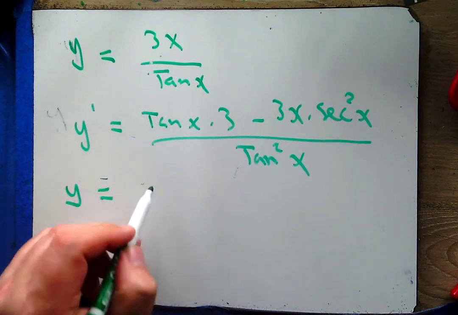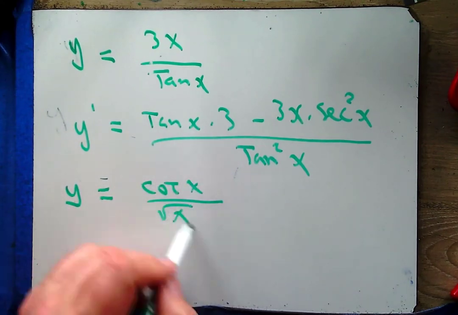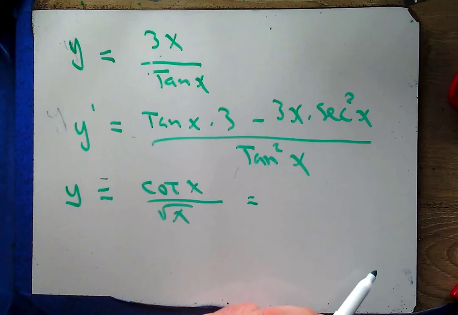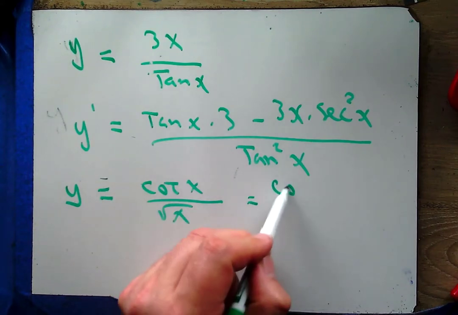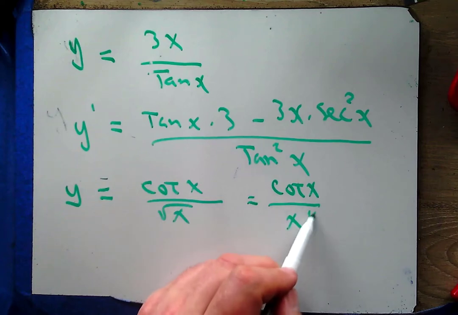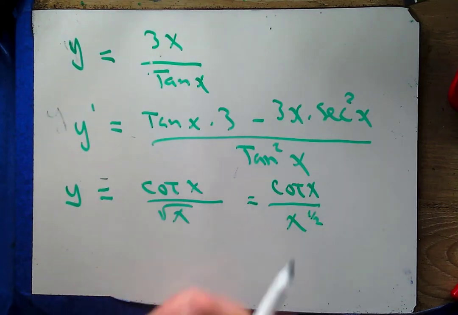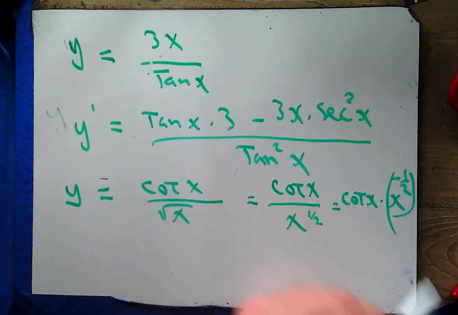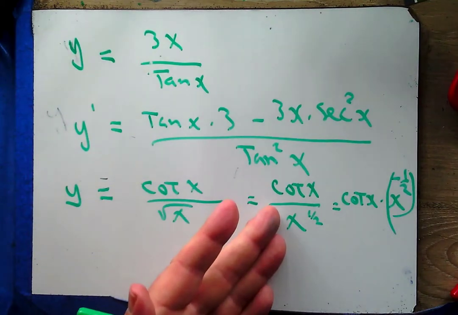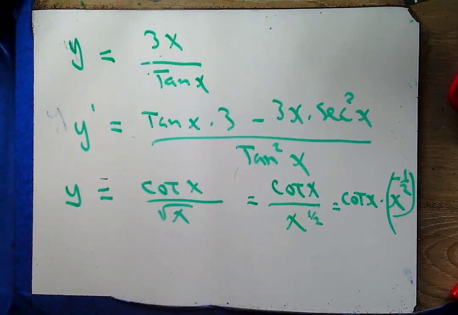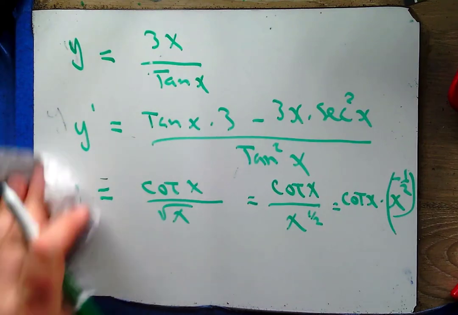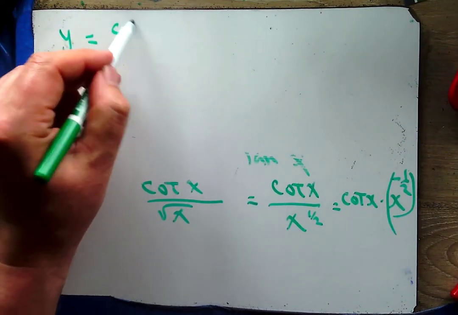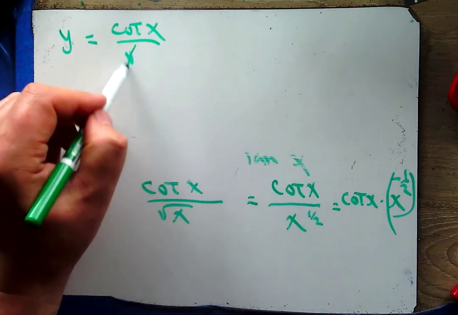How about y equals cotangent x over square root of x? Yes, I agree, that's going to be a quotient rule. But don't forget, you may want to rewrite square root of x as x to the 1/2. You could even consider it as x to the negative 1/2. And so you don't have to use quotient rule, you could use product rule. I generally prefer to use product rule myself. So let's take a look at this one. Actually, why don't you take a look at it? Cotangent x over x to the 1/2.